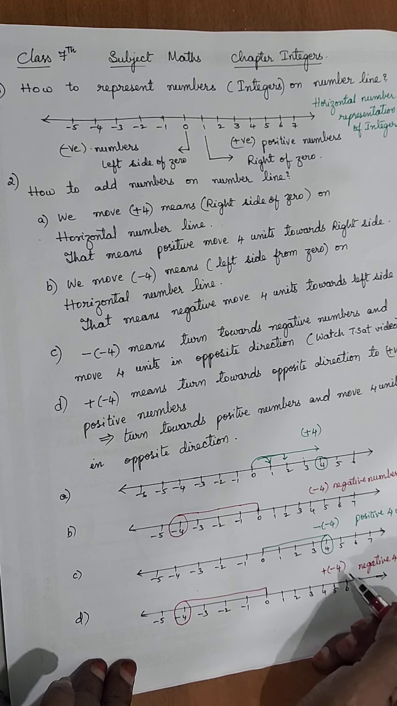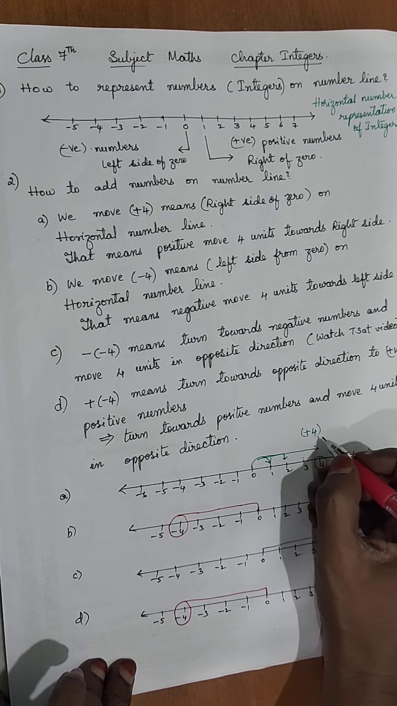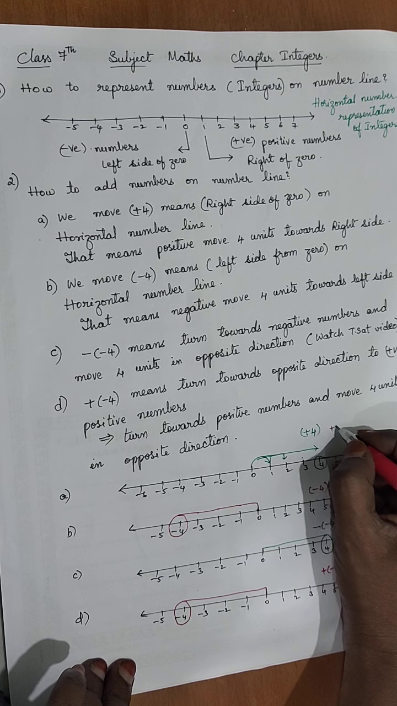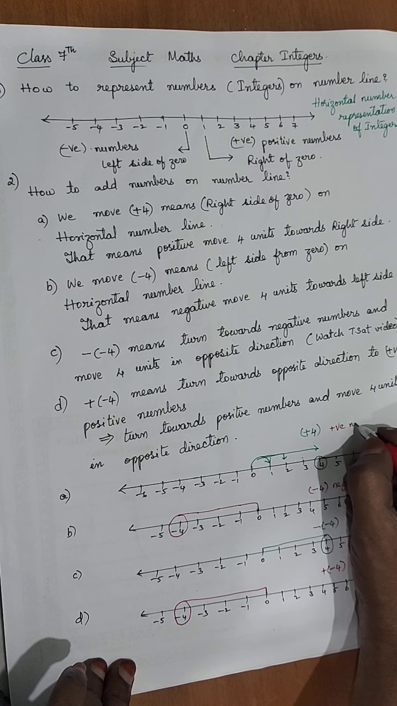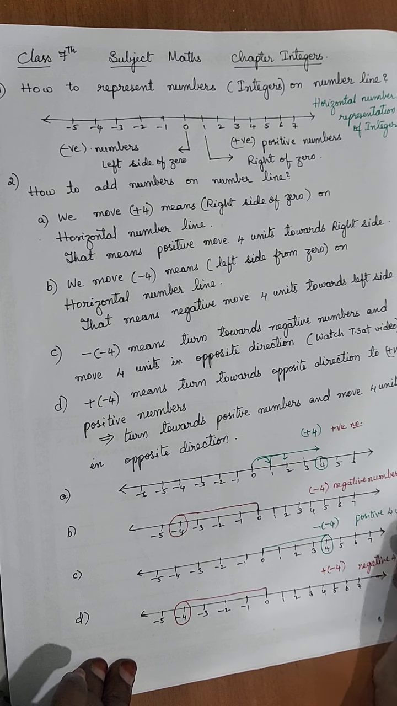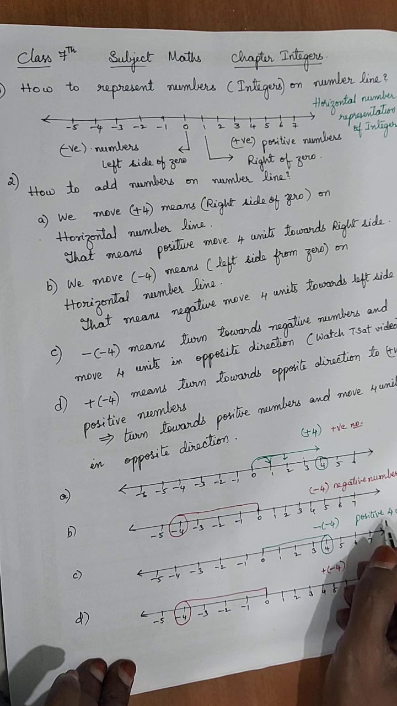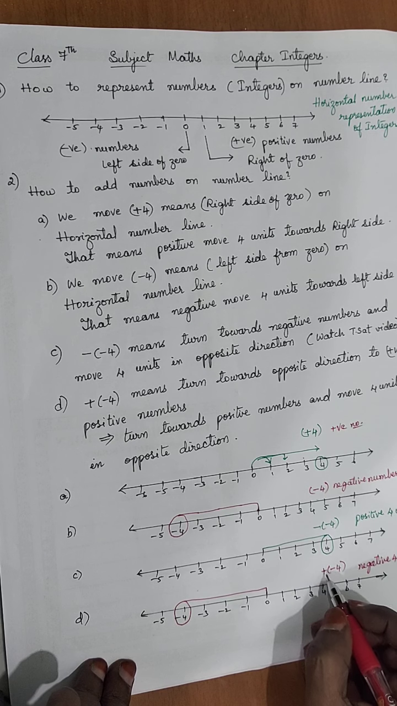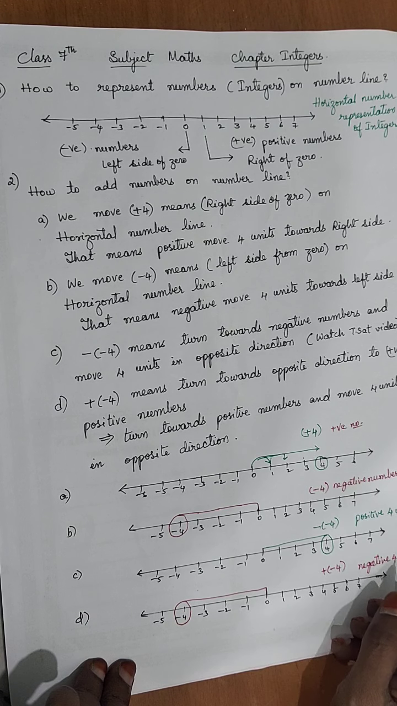So students, you have to remember that plus 4 is a positive number and minus 4 is a negative number. Minus of minus 4 is a positive number, and plus of minus 4 will always give a negative number. I think you have followed this topic.